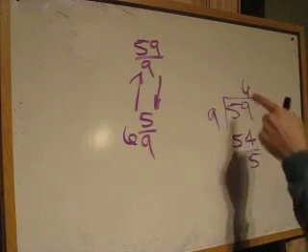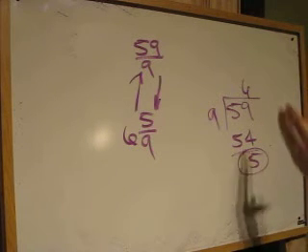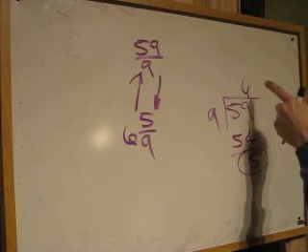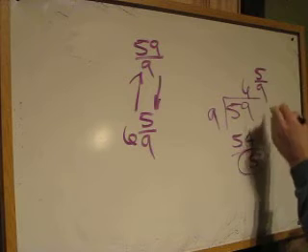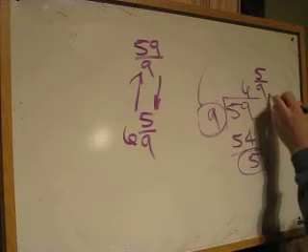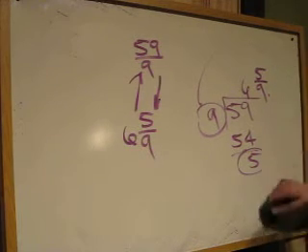So we've got 6 with 5 left over, and the way you write that remainder, you can change it to a fraction. So instead of writing 6 remainder 5, we can write it 6 and remainder 5 over our 9. So that would come over there. And that's the way you change from an improper fraction to a mixed number.